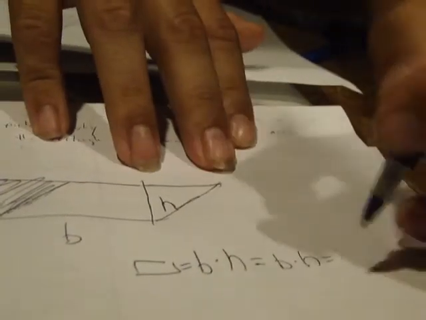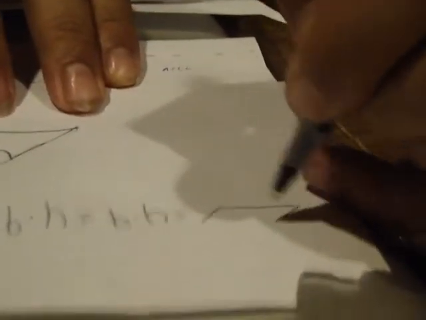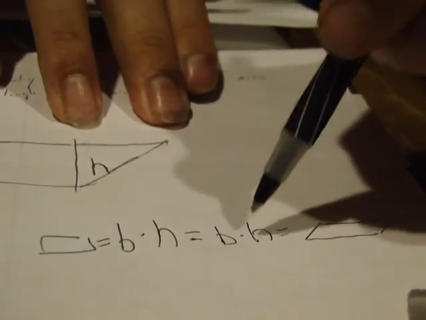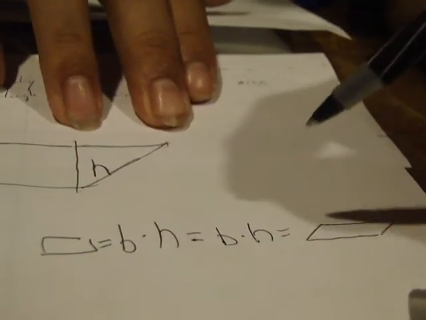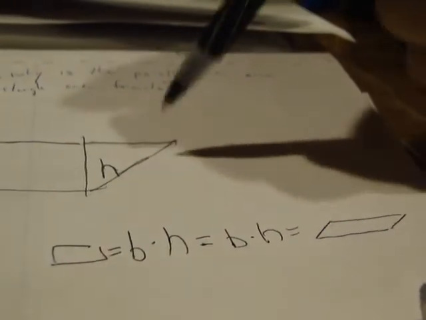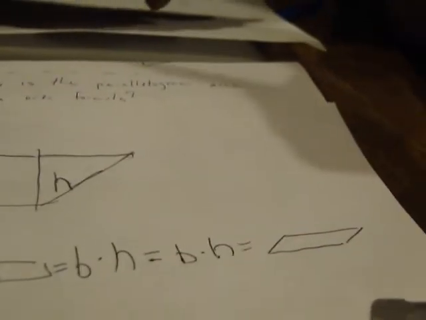And since you don't gain or lose any area, if that stays the same, then the rectangle equals the base times the height, which is equal to the parallelogram, which also equals the same base times the same height. So for that reason, they have the same formula, base times height for rectangles as well as for parallelograms.